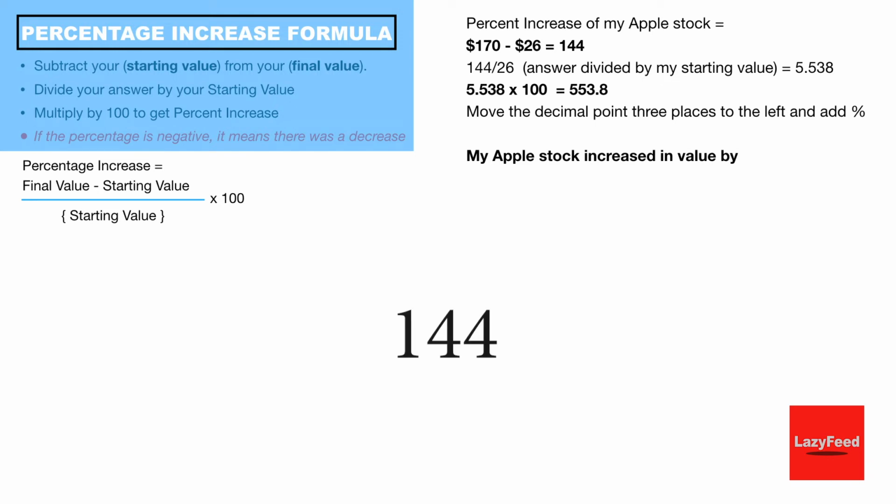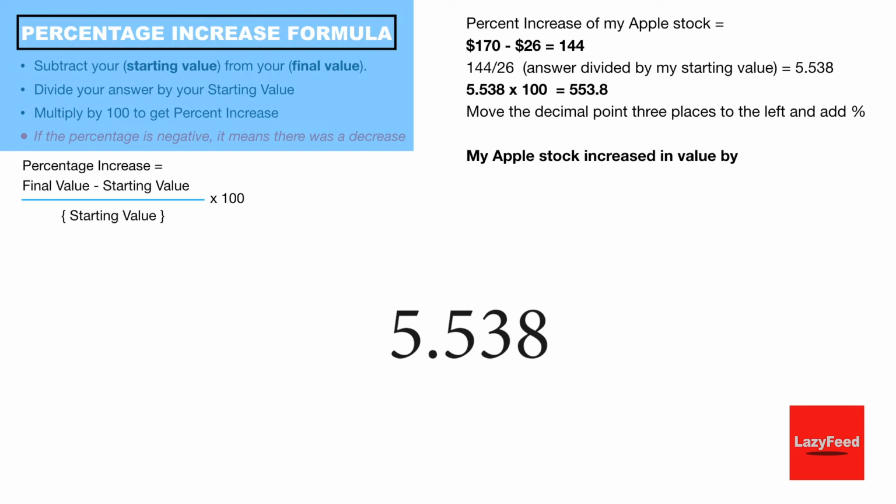You take that 144 and you divide it by your starting value. So that's 144 divided by 26. Remember the $26 from back in 2016. That gives us a total of 5.538. I typically go out at least 3 decimal points, guys. Okay, that's a good habit.